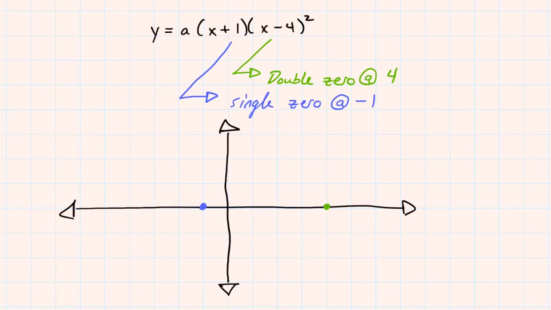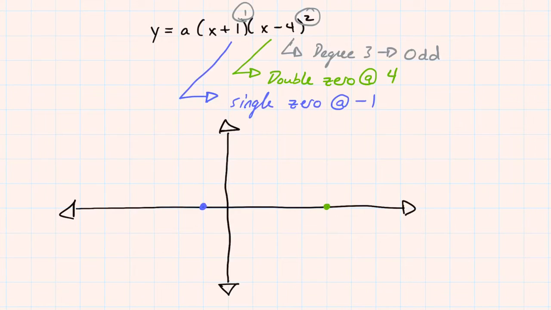Looking at my powers, x plus 1 is raised to the power of 1, even if it's not there. And then x minus 4 is to the power of 2, so I add those together. 1 plus 2 gives me a degree 3, which is odd. So with an odd degree, I know it's either starting in quadrant 3 and ending in quadrant 1, or starting in quadrant 2 and ending in quadrant 4. Basically, it's going on a diagonal.